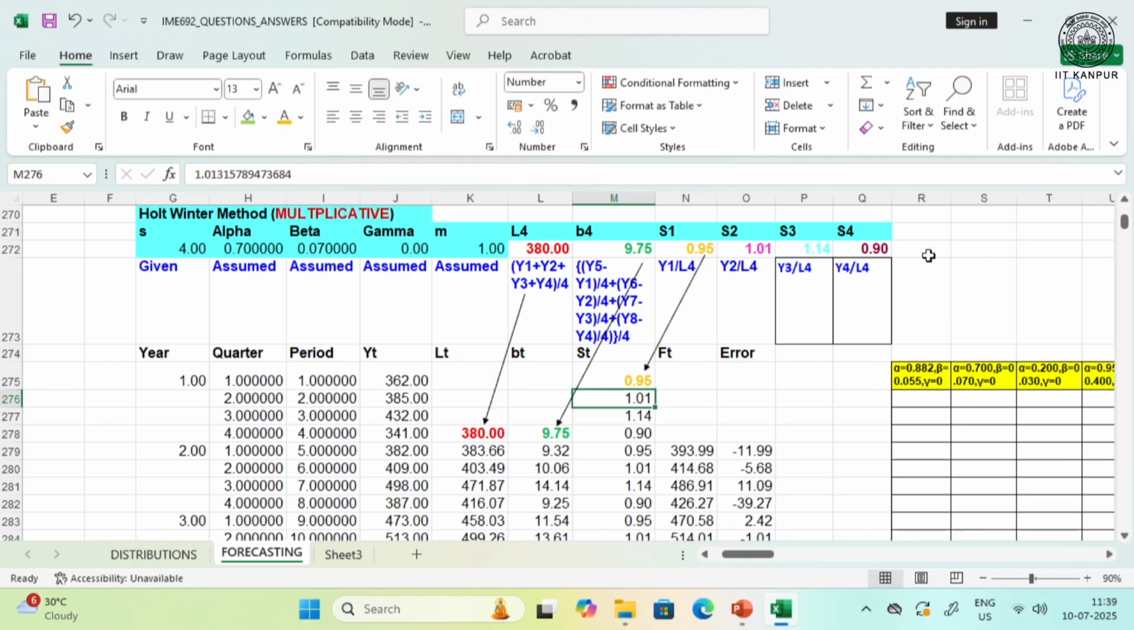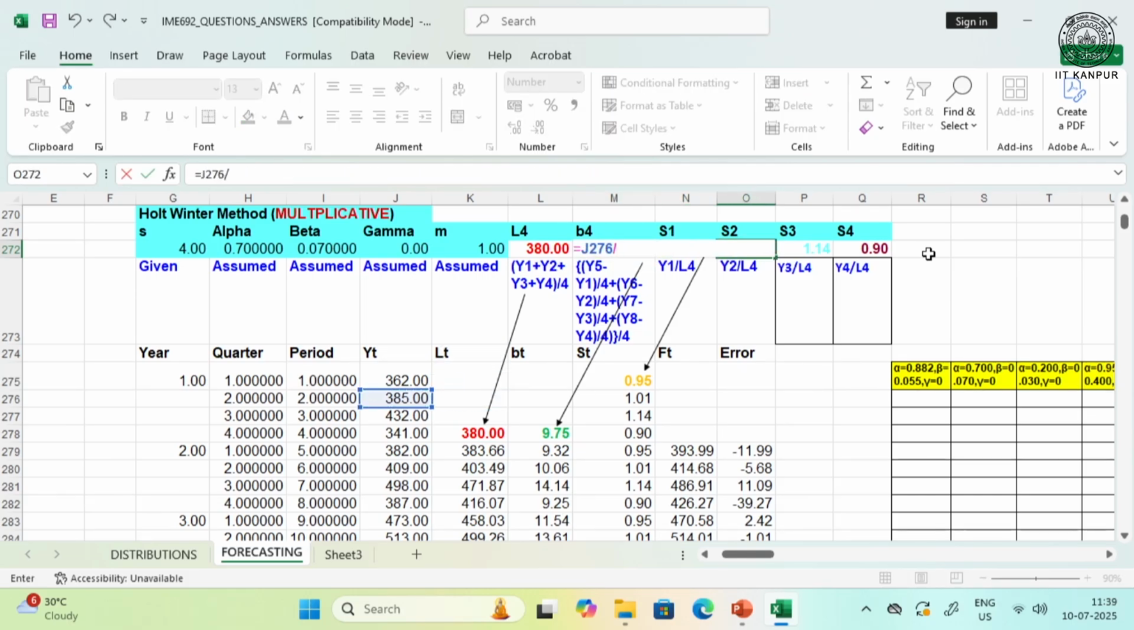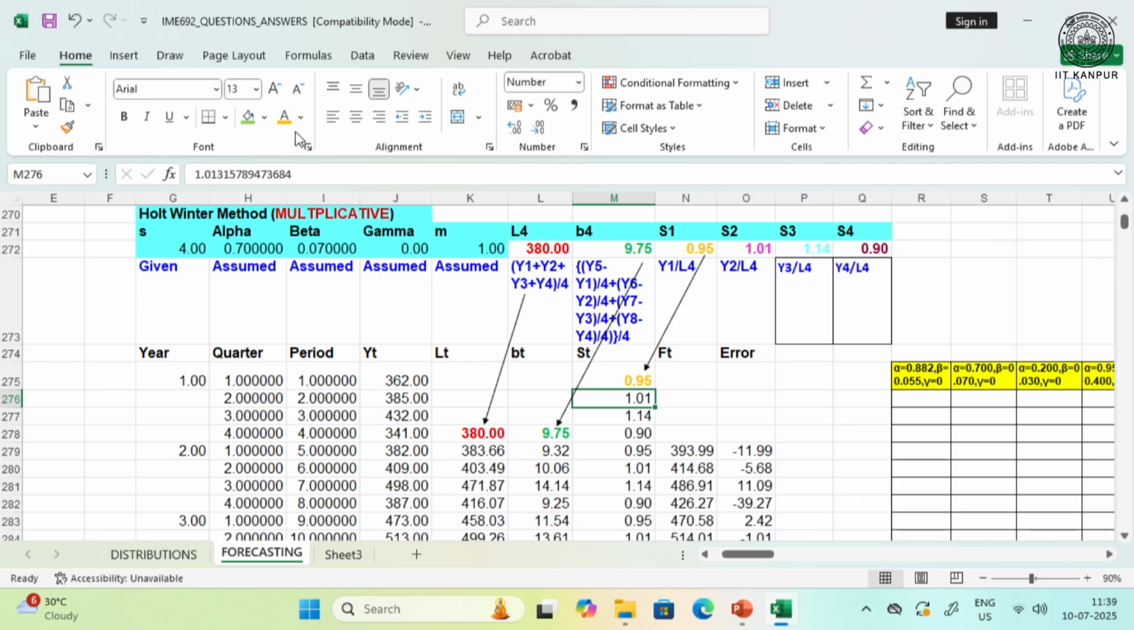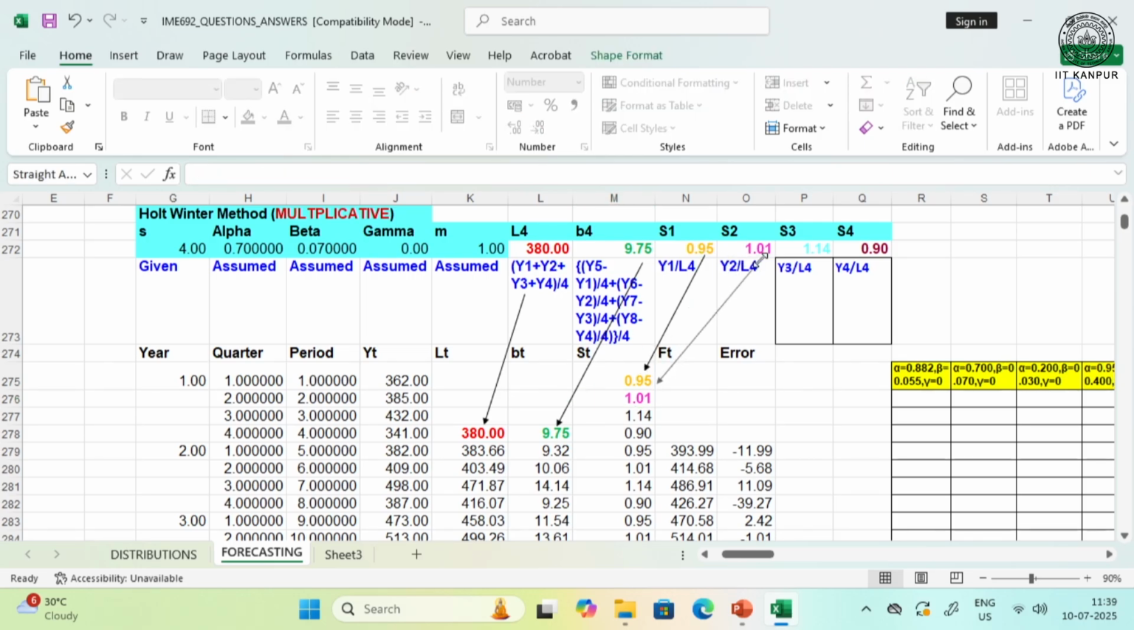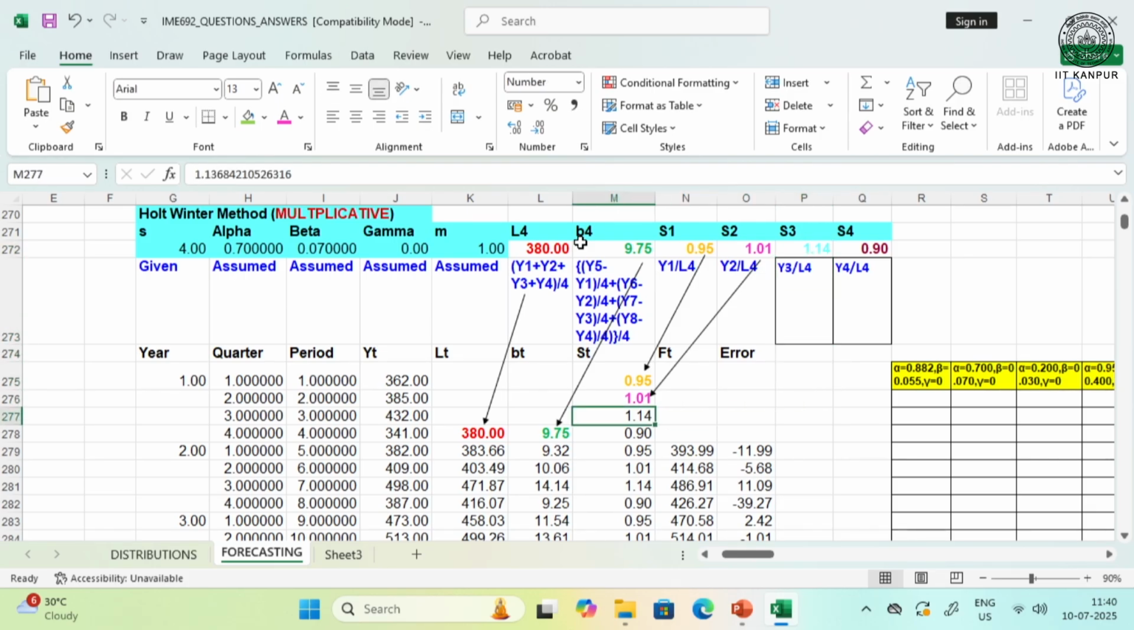Next is the pink one. That is equal to y2, which is 385, divided by L4. So, that comes out to 1.01. They should be marked in pink and bold. So, this is done. The third value is light blue, y3 by L4. So, y3 is 432 divided by 380, which is L4, that comes to be 1.14. So, the 1.14 value should come here.